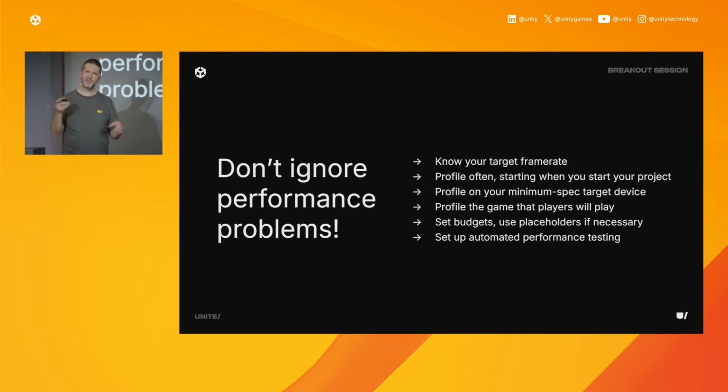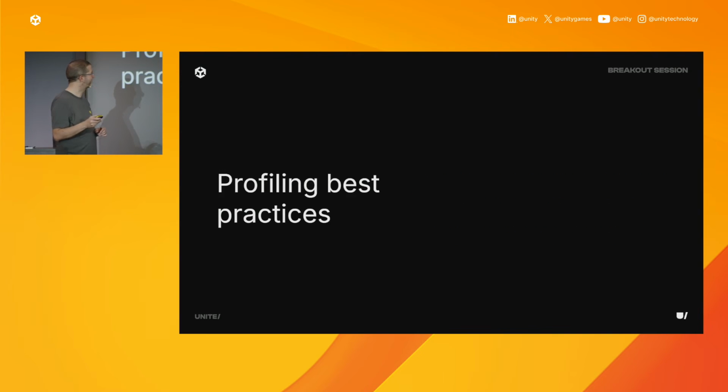Setting up automated performance testing, I mentioned that just now as well. If you can set up something where your levels are run when you add commits into the game or something and just check a performance number, that's always a nice thing to have. It gives you a bit of peace of mind. You'll know that your game's going to run okay.